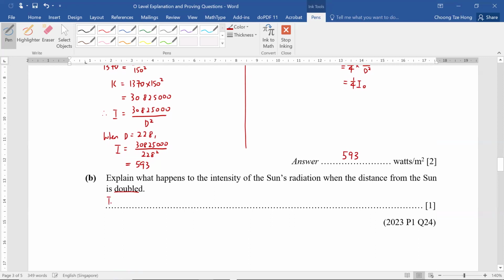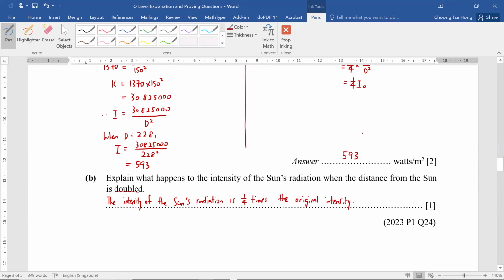So we can just write: the intensity of the sun's radiation is 1/4 times the original intensity. We can just write a simple statement. In fact, they only give us one line, so they are not expecting an answer that is very long.